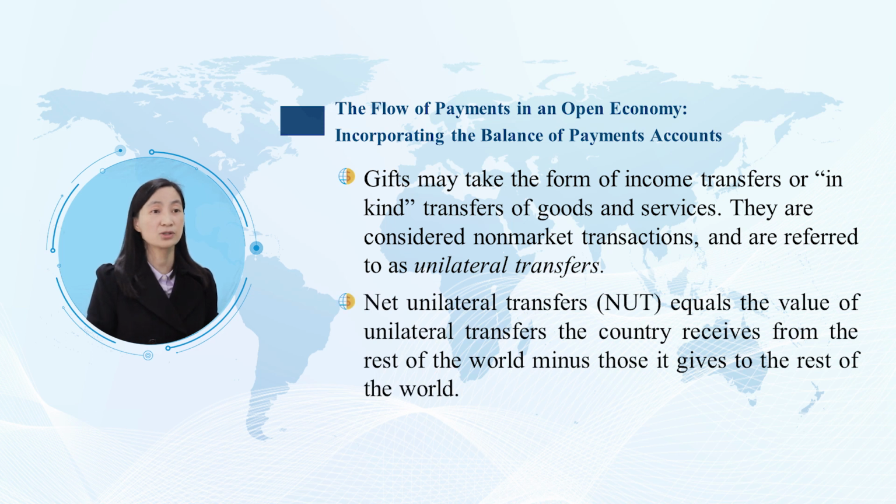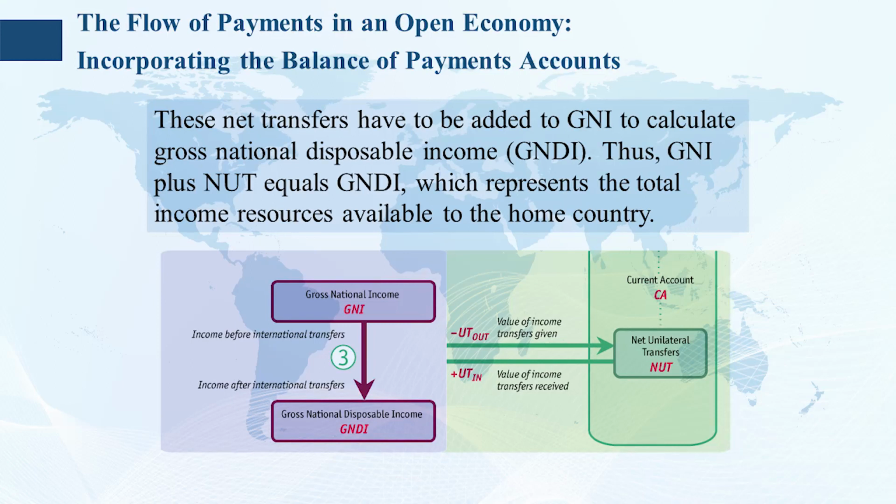Net unilateral transfers (NUT) equals the value of unilateral transfers the country receives from the rest of the world minus those it gives to the rest of the world. These net transfers are added to GNI to calculate gross national disposable income (GNDI). Thus, GNI plus NUT equals GNDI, which represents the total income resources available to the home country.